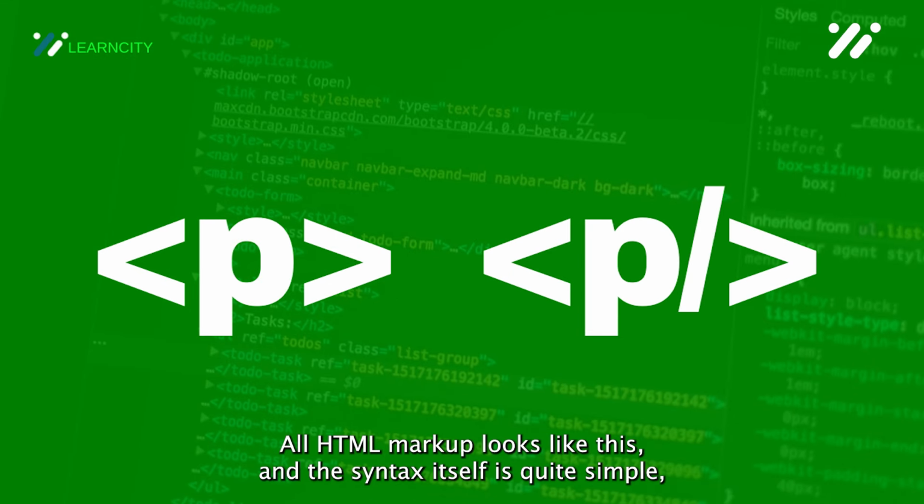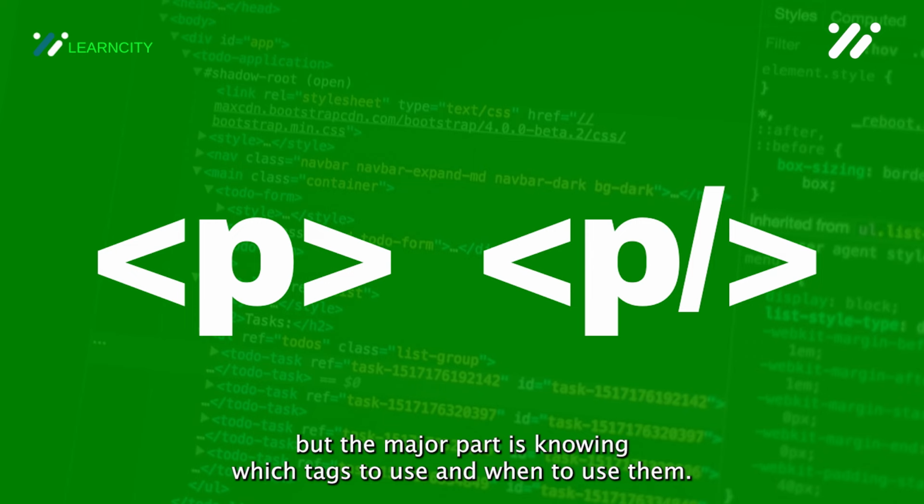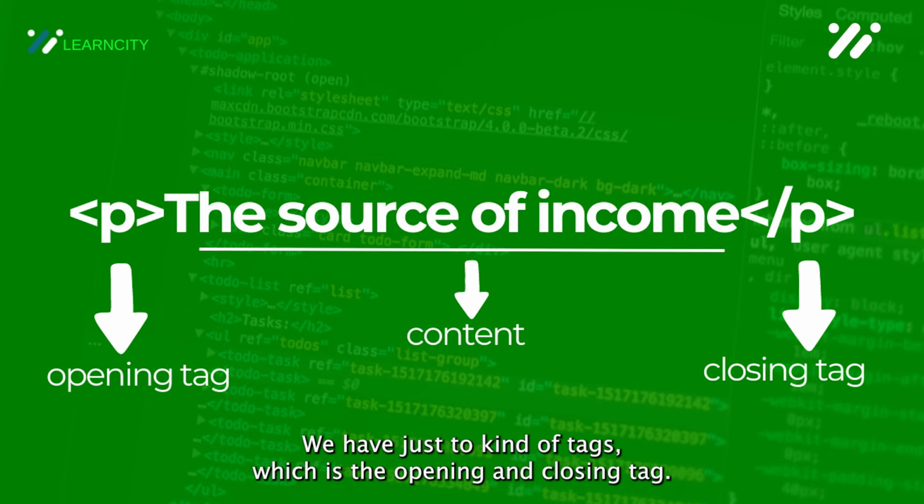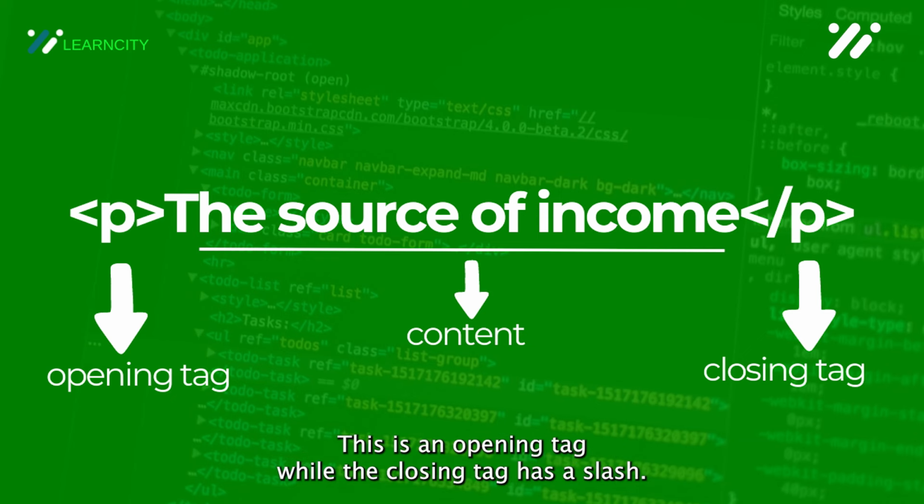All HTML markup looks like this, and the syntax itself is quite simple. But the major part is knowing which tags to use and when to use them. We have just two kinds of tags, the opening and closing tag. This is an opening tag, while the closing tag has a slash.